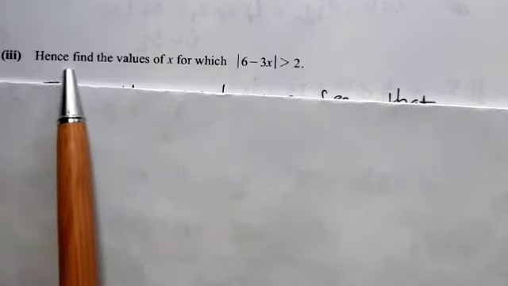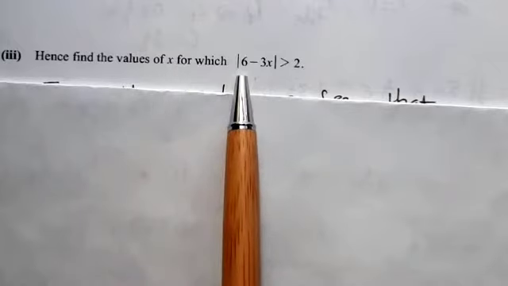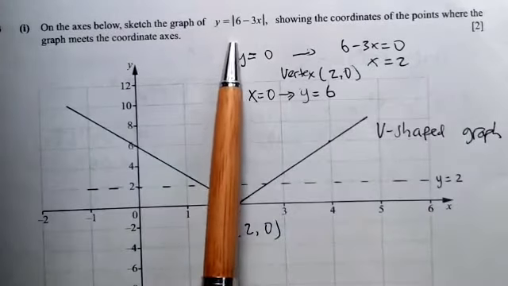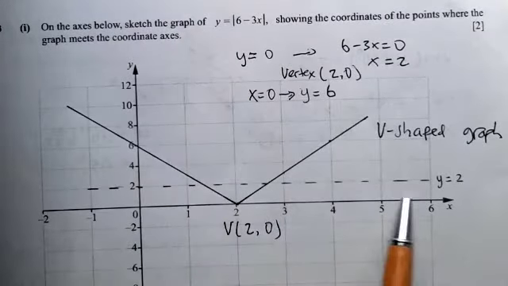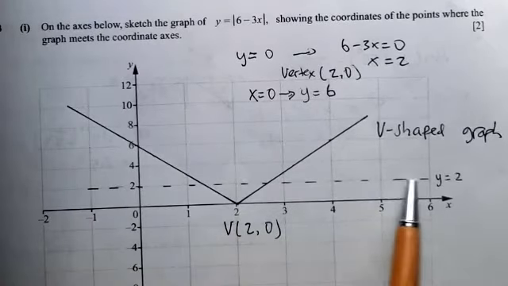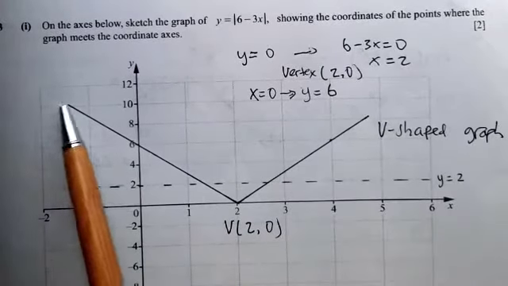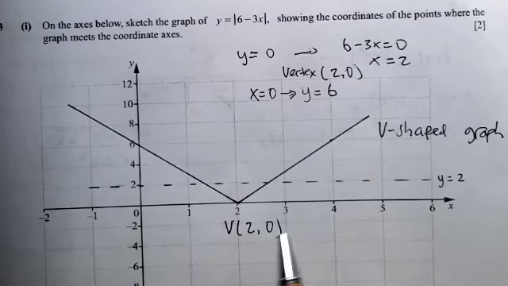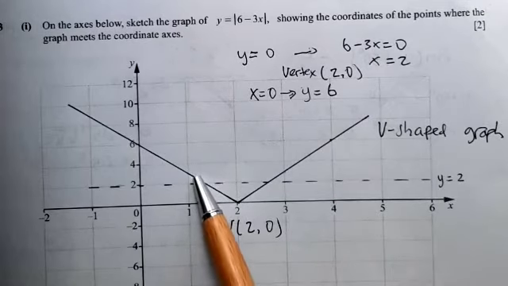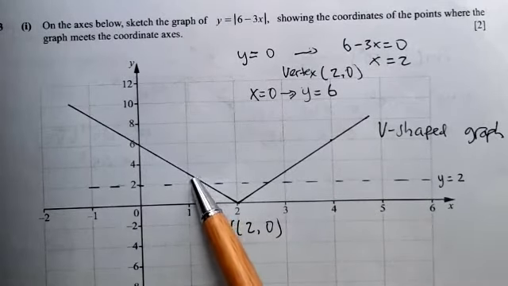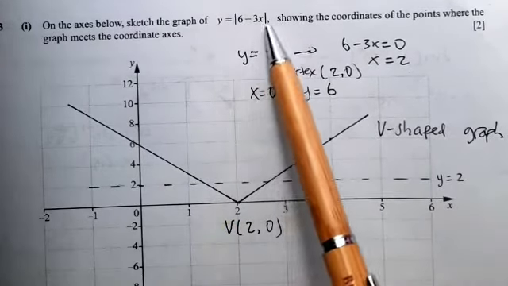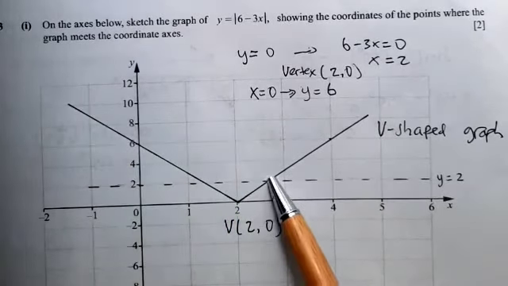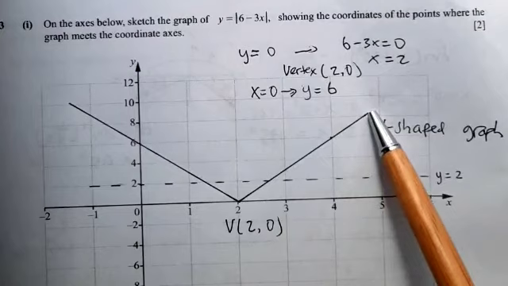III, hence find the values of x for which the absolute value of 6 minus 3x is greater than 2. For the absolute value of 6 minus 3x greater than 2, this dotted line is y equals 2. In this graph, that is the graph of the absolute value of 6 minus 3x. The absolute value of 6 minus 3x is greater than 2 in this part of the graph, and in this part of the graph.